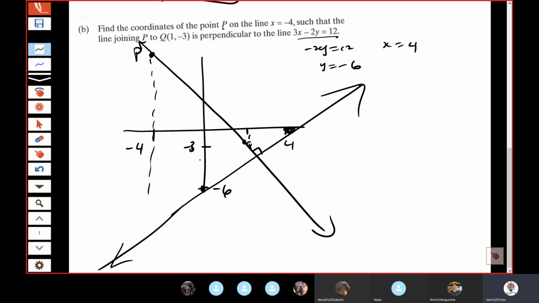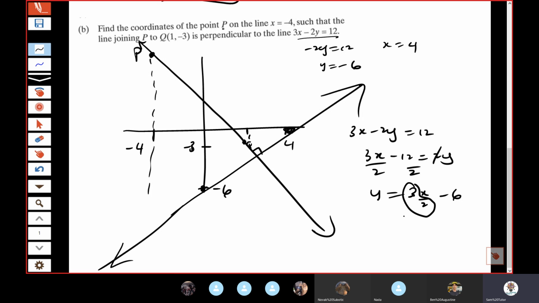The gradient ones. You don't need tangents so much. It's the fact that you already know the gradient of this one here, which is y equals 3x on 2 minus 6. You know the gradient, which is 3 on 2. So what's the perpendicular gradient? See what I mean? So the gradient of the line is 3 on 2, sorry, and the gradient of PQ equals -2 on 3.